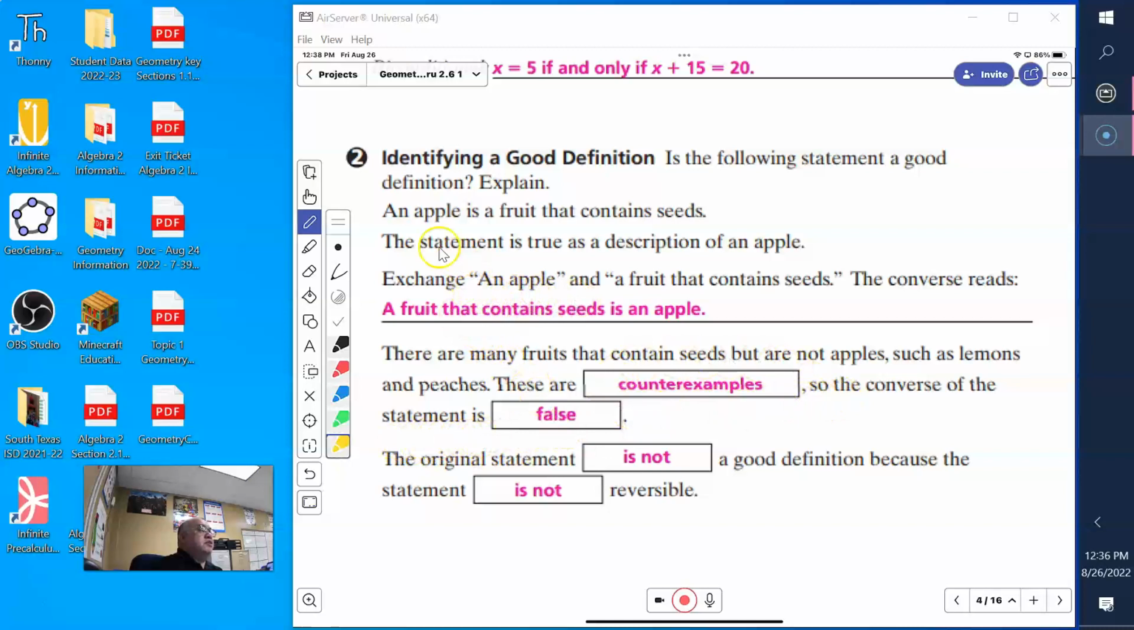So remember the initial statement, an apple is a fruit that contains seeds. If I switch both parts, that would give me the converse, and that isn't a good definition because there are some counterexamples that make this false. So the original statement is not a good definition because the statement is not reversible. In other words, if we write the converse, it is false. So this is not a good definition. So we want to make sure that we practice writing a good definition in geometry.